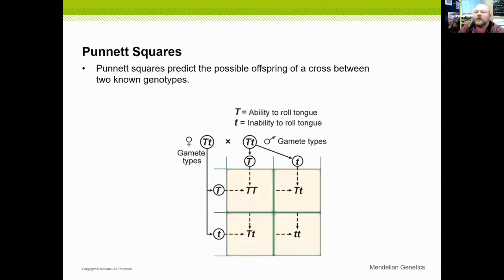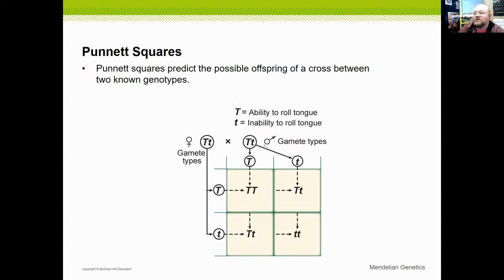Now, Punnett squares are what we can use to predict possible offspring of a cross between two genotypes. So if we have, like, the ability to roll your tongue, some people can do that. And when I say roll your tongue, I mean do this. Some people can do that. Some people cannot do that. That's actually a genetic trait. So we're going to do capital T for the ability to be able to do that, and lowercase t for the inability to do that.